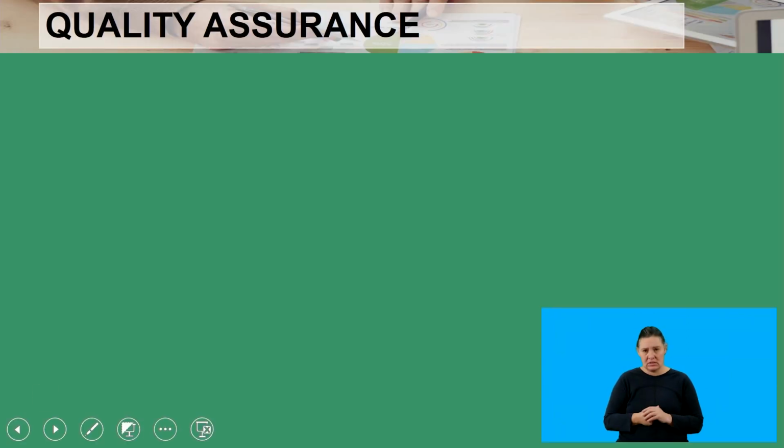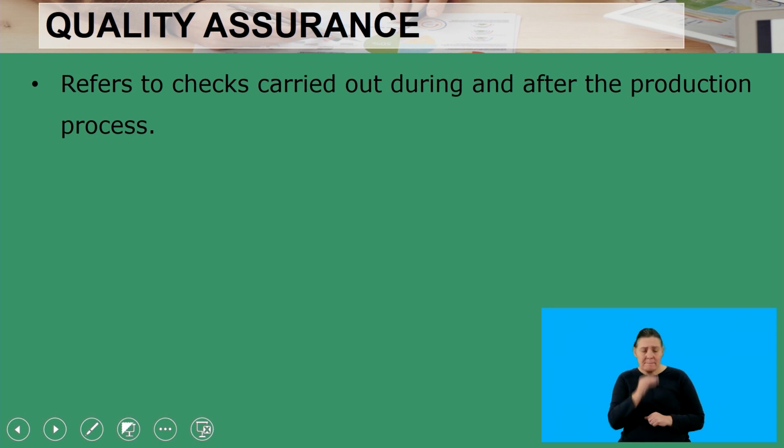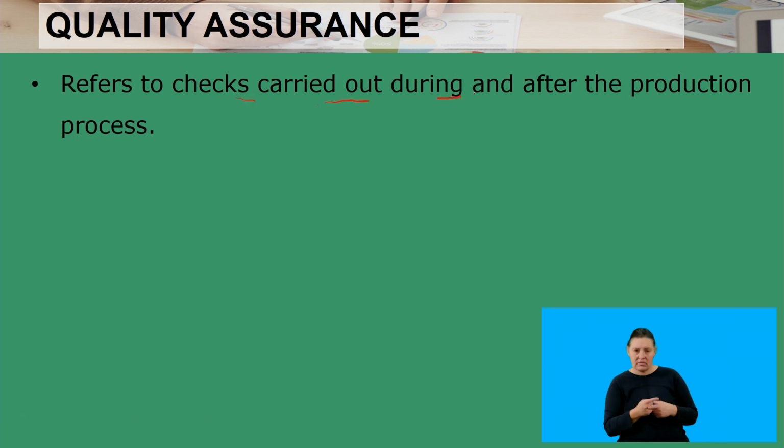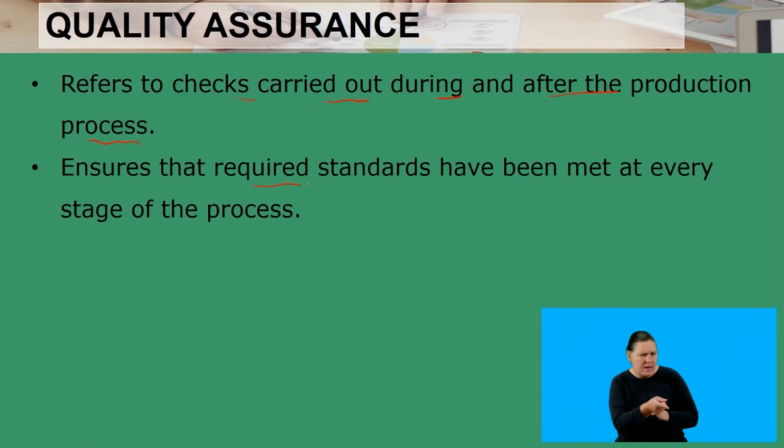Now we move to another concept, which is quality assurance. What do we mean with quality assurance now? It refers to checks carried out during and after the production process. So this would happen during the process of producing. During the process of making the car, you'd have to check during to ensure what? Why is that happening? To ensure that required standards have been met at every stage of the process. The process of painting the car, in the process of installing the wheels, in the process of installing the doors, the quality has to be met. And this would happen during the process of making the product.